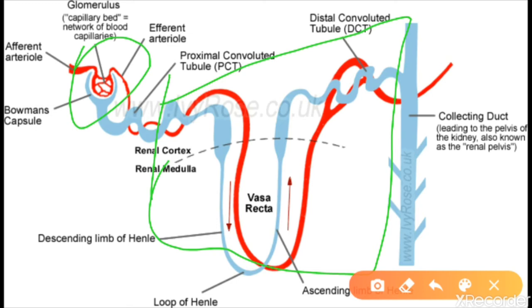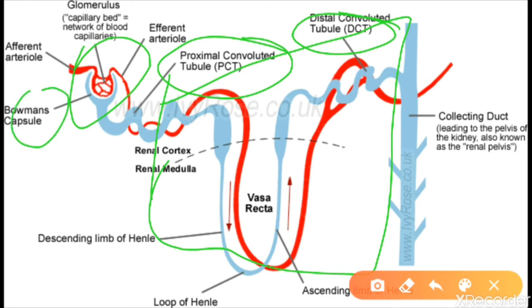So what is this tubular part? PCT and here DCT, proximal convoluted tubule and distal convoluted tubule. What is their function we will discuss later, but here it is divided into two parts. First is called Bowman's capsule and second is called the tubular part.